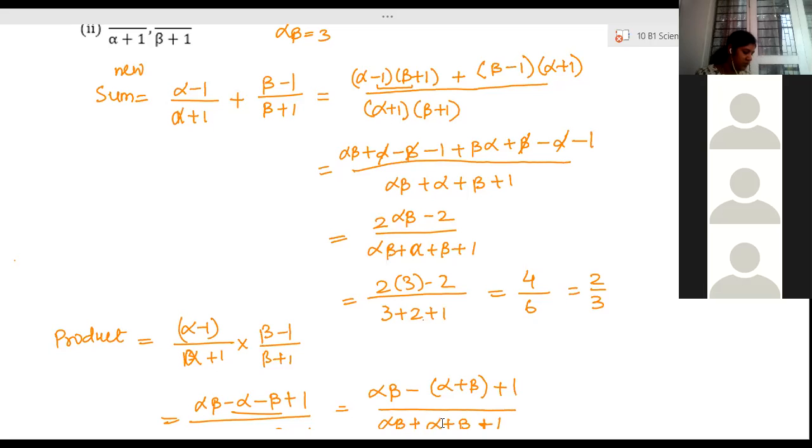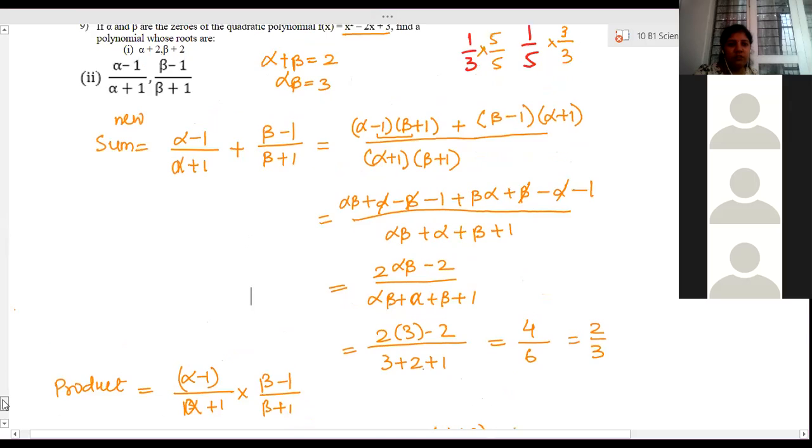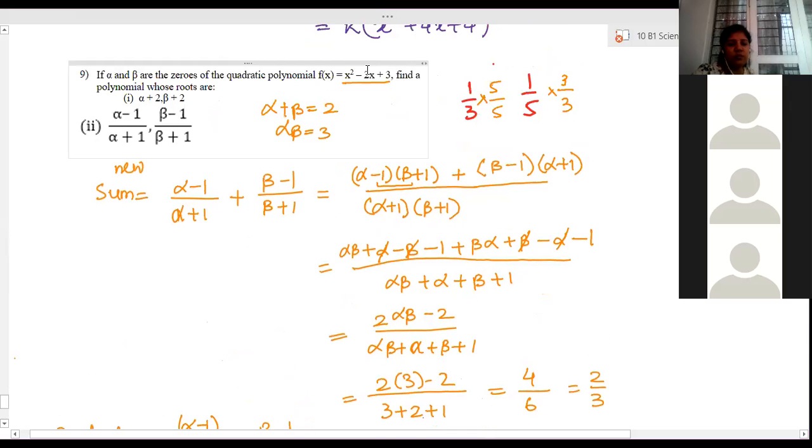Ma'am, when did you substitute the values? After 2 alpha beta minus 2 by alpha beta plus beta plus 1, how did you substitute the values? From the polynomial given, no? Alpha and beta are the zeros of this polynomial, x square minus 2x plus 3. So from that alpha plus beta value is minus b by a. That is minus of minus 2 by 1. And alpha beta is c by a, and c by a is 3 by 1, which is 3.